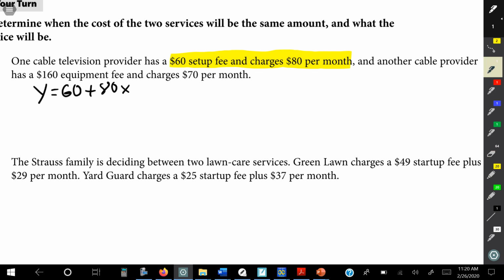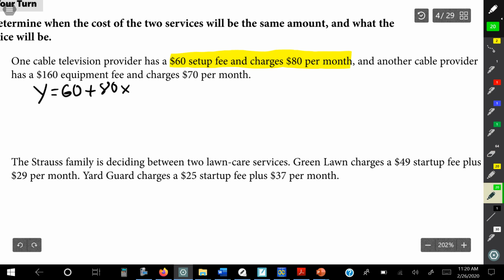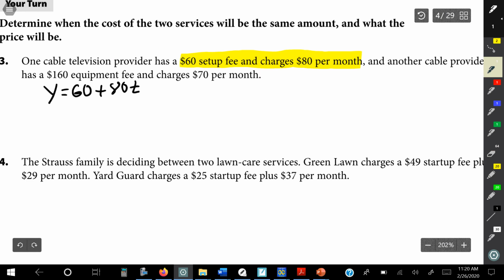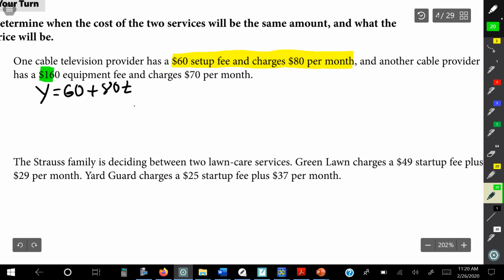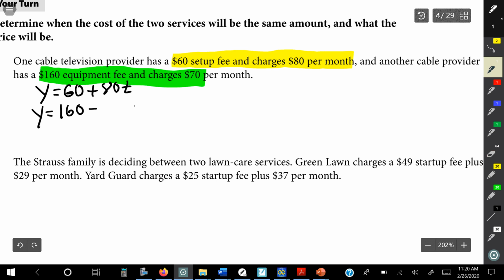In fact, let me go back. Let me change this to the time. Y is going to be the total amount, the cost, but t is going to be the number of months. So t for time. For every month it's times 80. Now in the next equation, we're going to have another provider that has a $160 additional fee and then $70 per month. So that's going to be y is equal to the 160 at the beginning plus the $70 for every month.